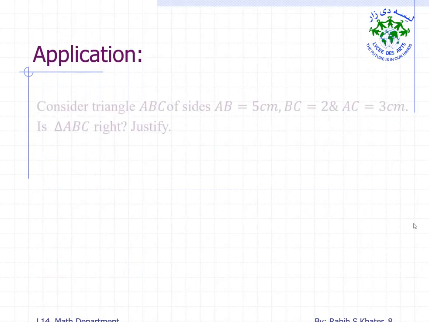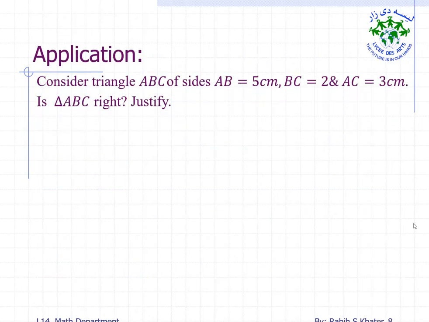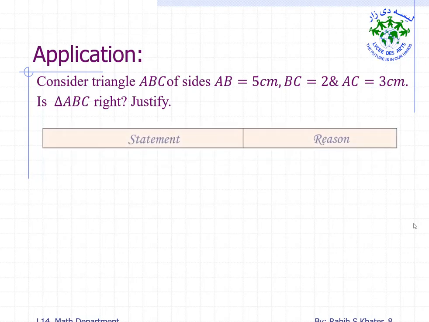Application. Now, consider triangle ABC of given sides AB, BC, and AC. The question: is triangle ABC right? Justify. Please try to stop the video and grab a pen and a paper and try to solve this on your own. Okay, let's solve it together.